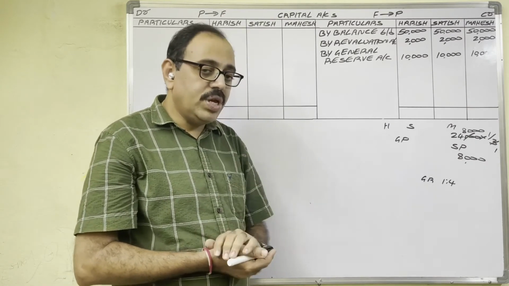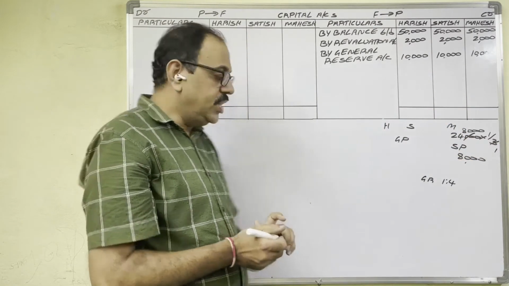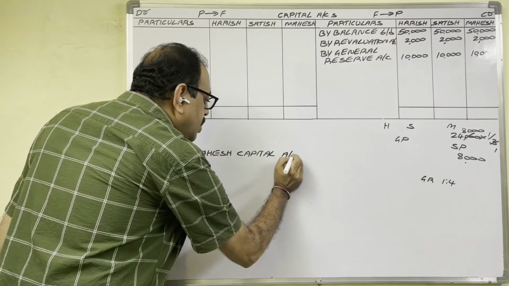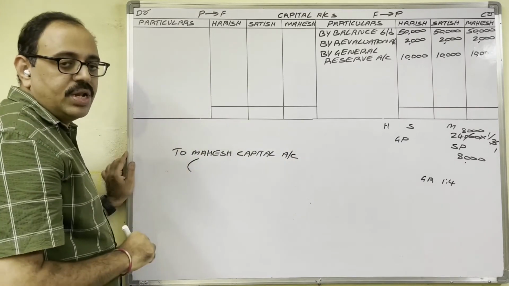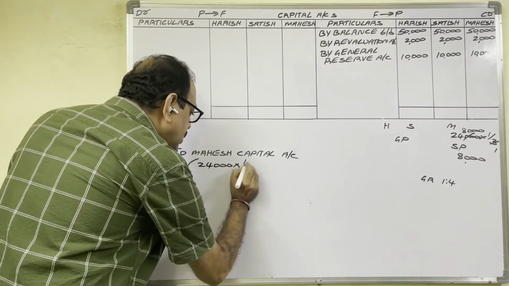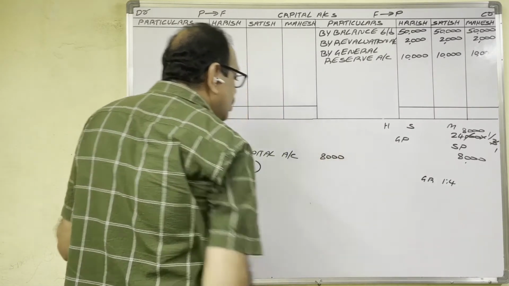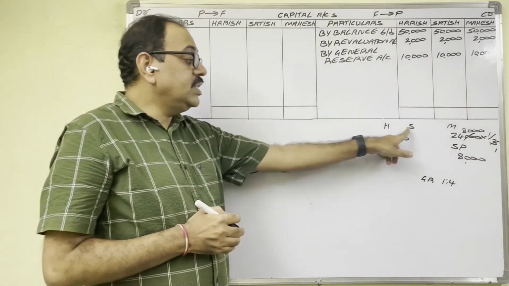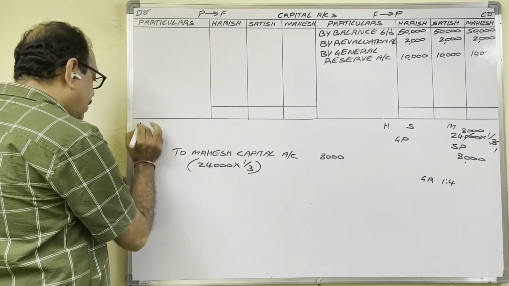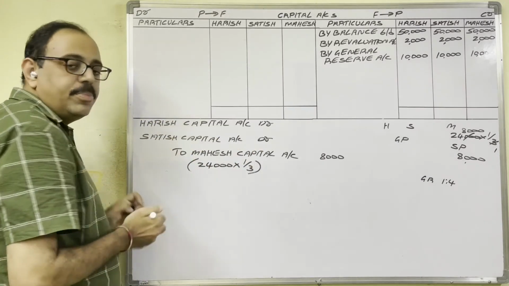So whose capital do we want to increase? We want to give 8,000 rupees to Mahesh, no? Means Mahesh's capital we have to increase. Therefore, in the goodwill entry, Mahesh capital account we should credit. With how much amount? His share of goodwill. Total goodwill is 24,000, in that his share is 24,000 into 1 by 3, 8,000 rupees. Who should pay this amount? Harish and Satish. So their capitals we have to decrease, means we have to debit. So Harish capital account debit, Satish capital account debit, to Mahesh capital account.